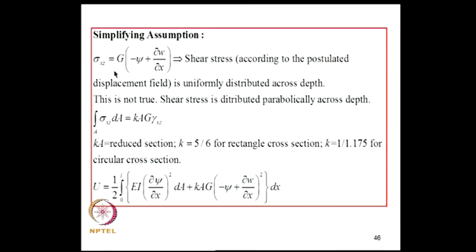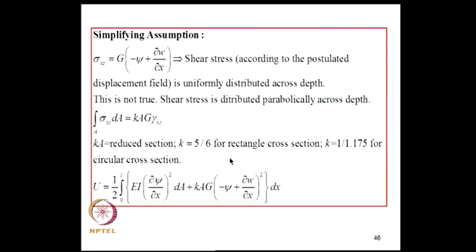Now, we assume that sigma xz, that is the shear stress according to the postulated displacement field, is uniformly distributed across the depth. This of course is not true. We know shear stress is parabolically distributed across the depth for rectangular cross sections, for example. So, since we are assuming this to be constant, we introduce a factor which multiplies the area of cross section and we call it the reduced section. Okay. This is a constant, the shear constant. So, this is 5 by 6 for rectangular cross section and 1 by 1.175 for circular cross section.